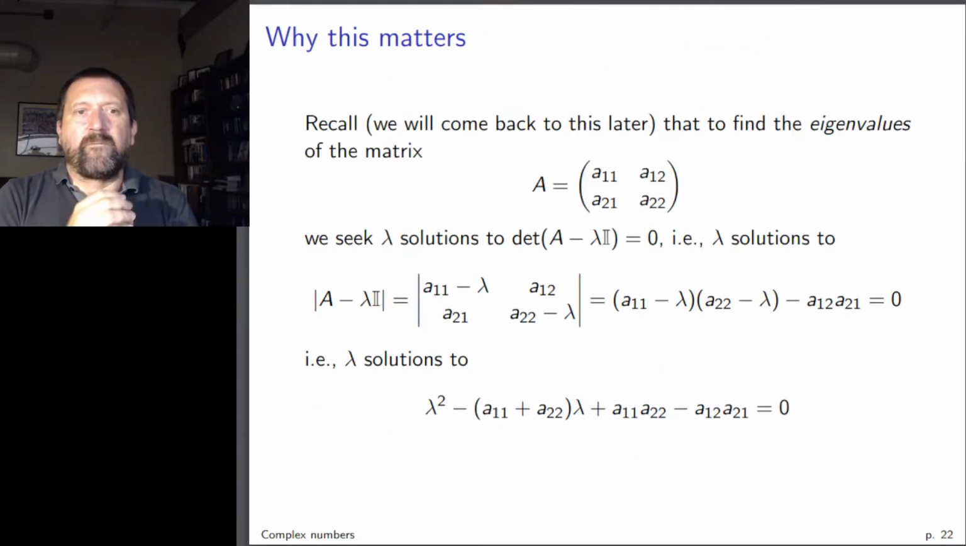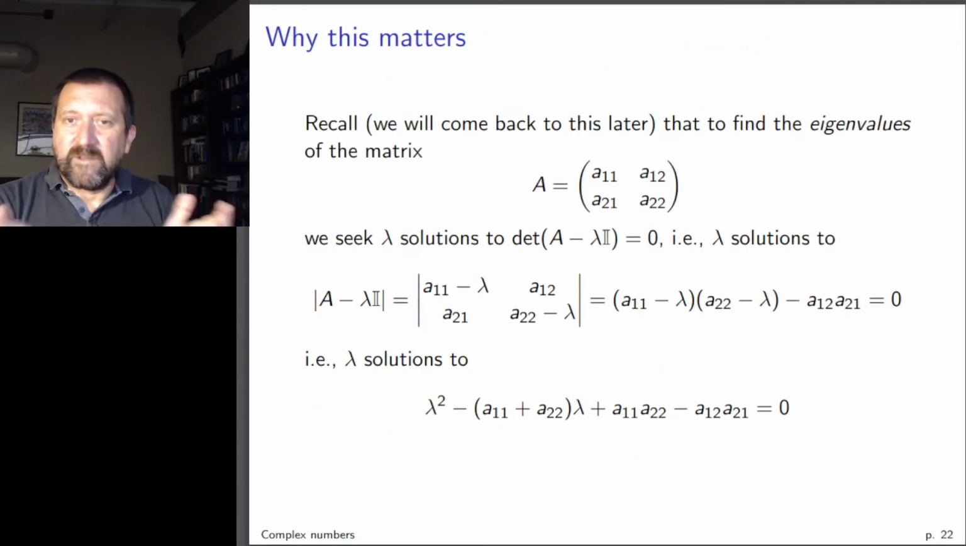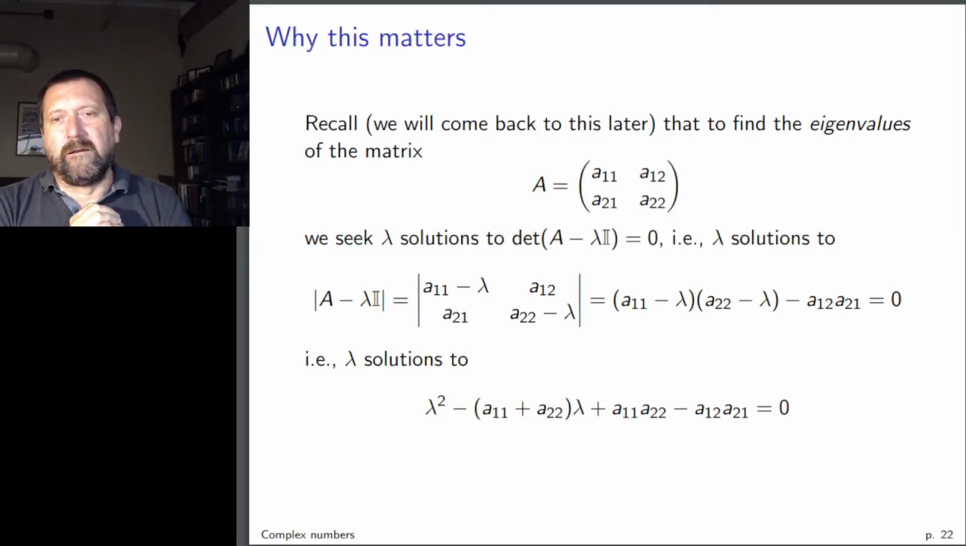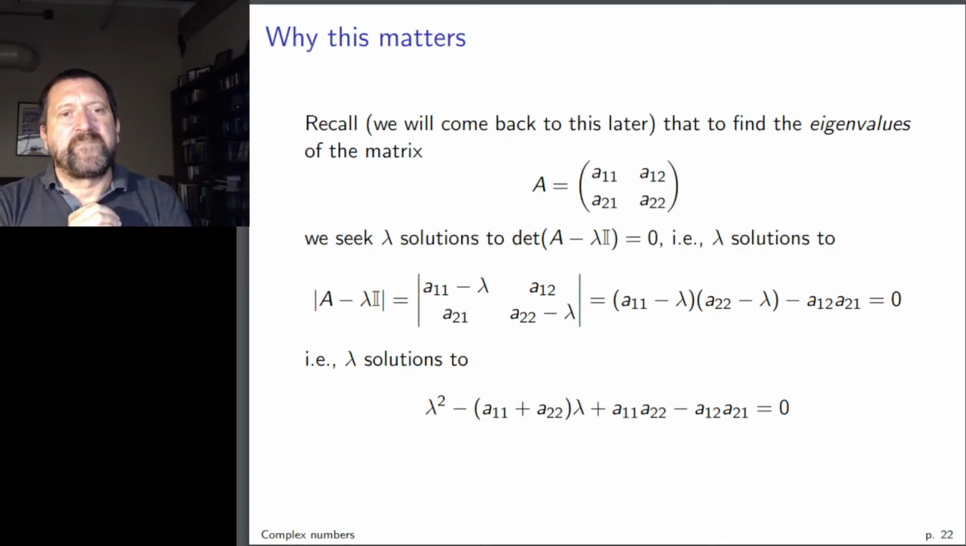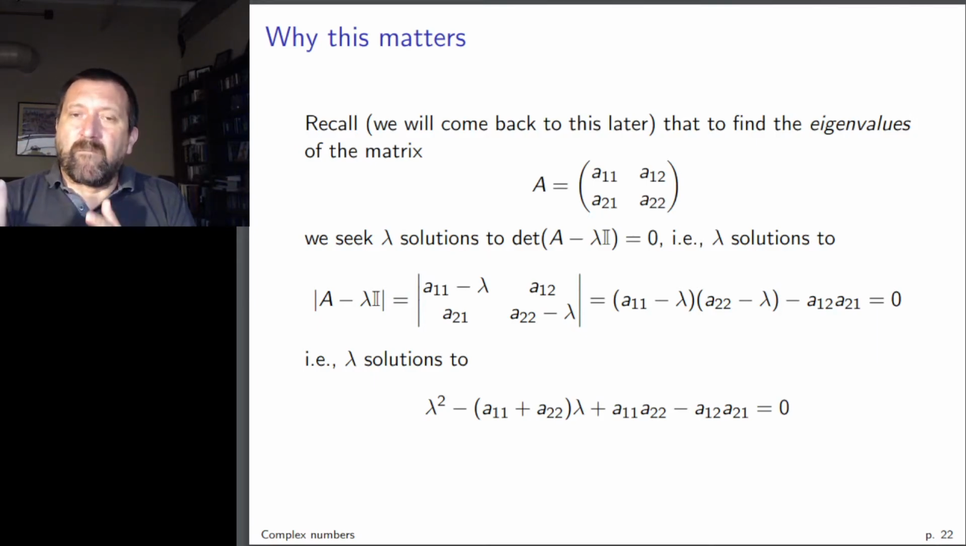And why is this important? Well, we'll come back to eigenvalues later, because this is something you have seen in first year linear algebra. But let's take a very brief review here. We have a matrix A with entries A11, A12, A21, A22. When we look for eigenvalues of this matrix, we're seeking values lambda that are solutions to the determinant of A minus lambda times the identity matrix equals 0. So that is, lambdas that are solutions to this equation here.